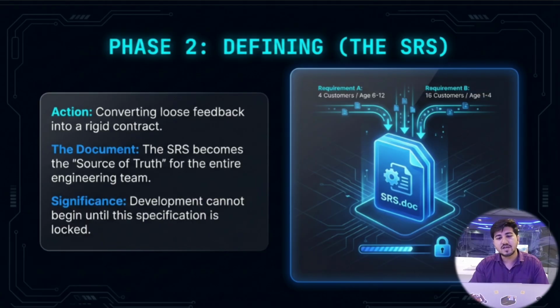The second thing will be defining. Converting the feedback from the customers, they will try to make a source of truth for the entire engineering team: these are the categories where we have to work on.